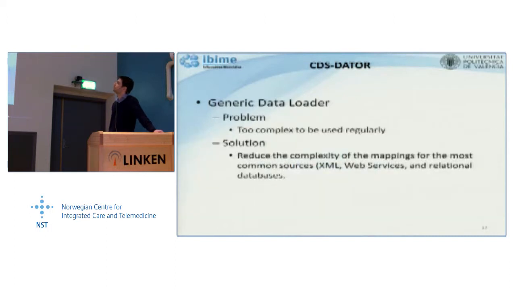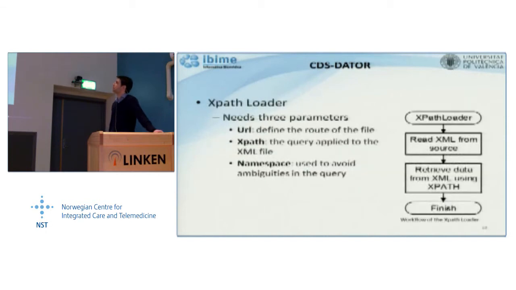So the main problem here, you can see, is that it's too complex to be used regularly. So the solution that we propose is to reduce the complexity of the mappings for the most common data sources that we identified. So next, please. We created several specific loaders. Among those, the XPath loader, which you already saw, needs URL, XPath, and namespace parameters. Next, please.